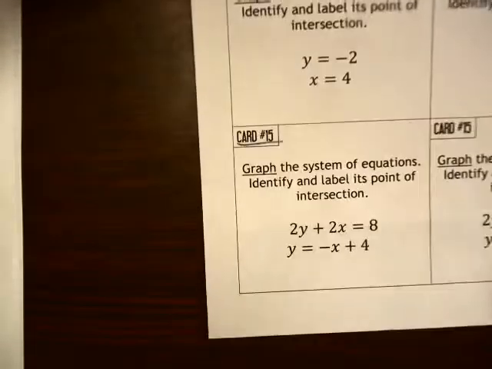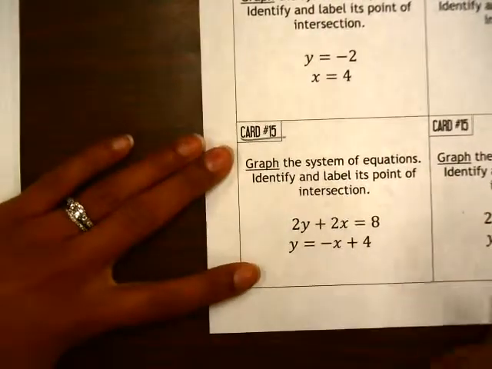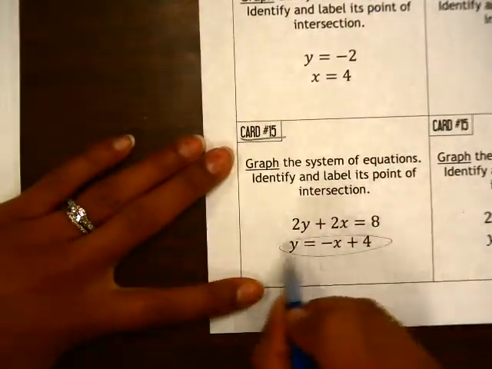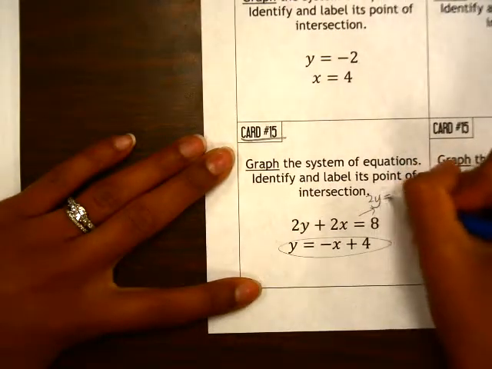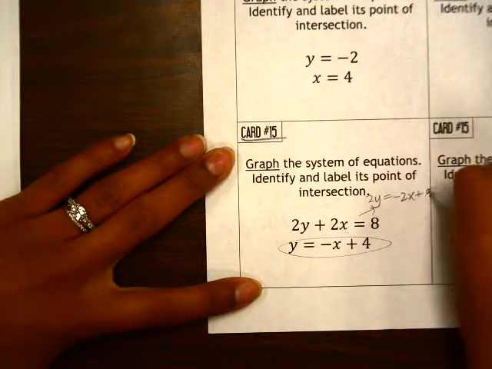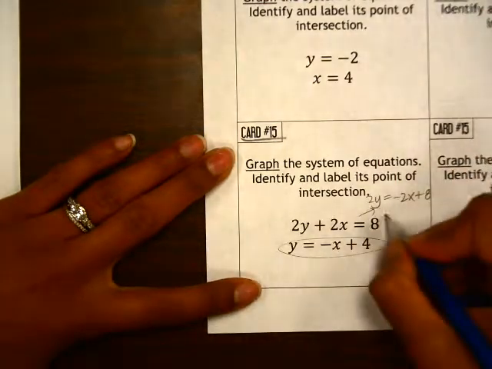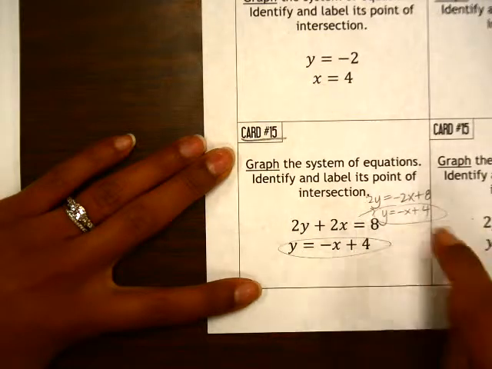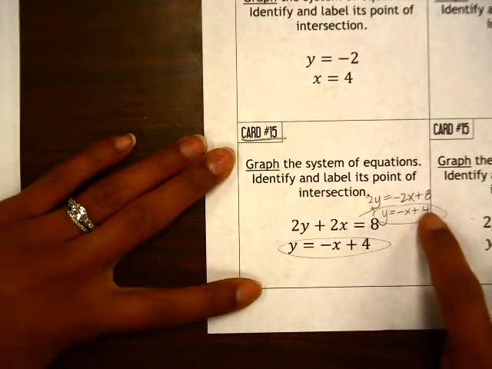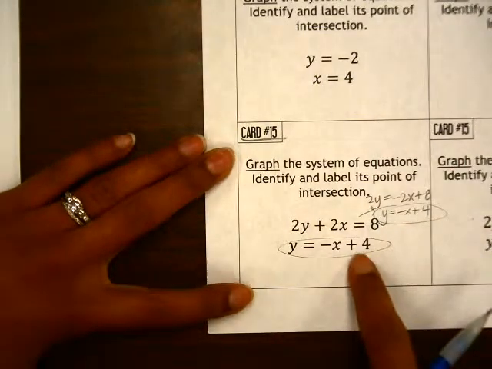Moving on to card number 15, we have another system of equations here. This one is already in mx plus b form. I'm going to go ahead and change this one. So if we move the 2x over to the other side and then divide everything by 2. Okay, notice that we ended up with the exact same equation as the second one here.